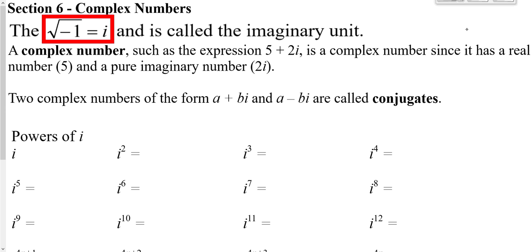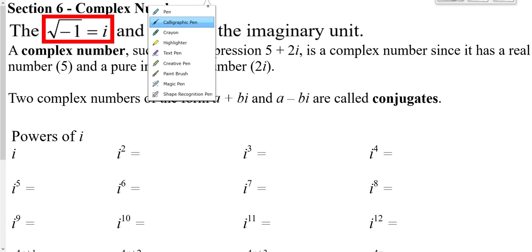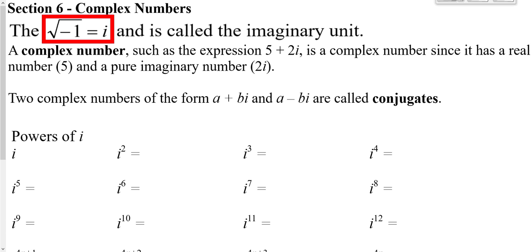We're going to expand it into the idea of complex numbers. Now, complex numbers have an i in them, and we're going to look at the square root of -1. The square root of -1 is i. That's a definition. That's what it's defined to be. So a complex number is any number that has an i in it.